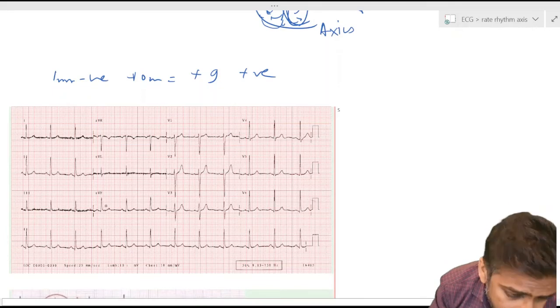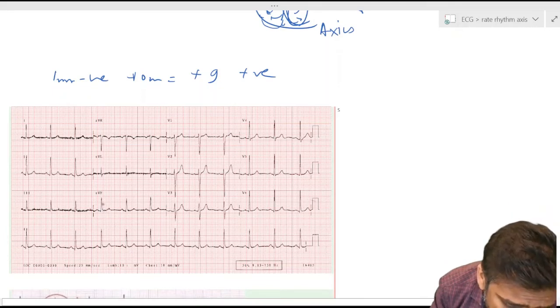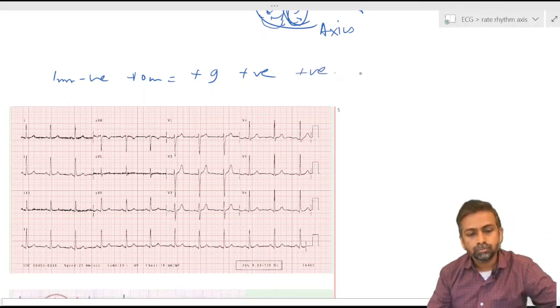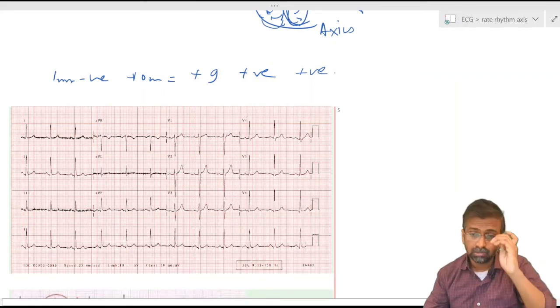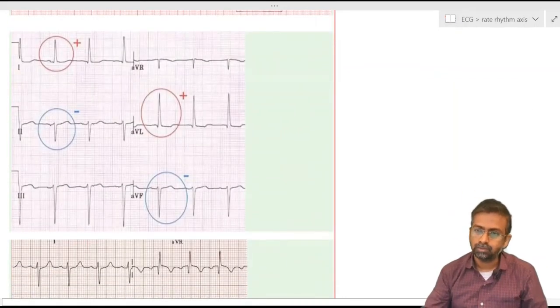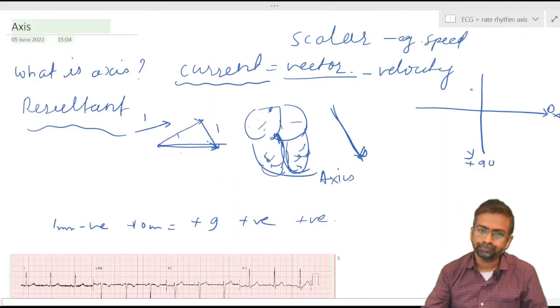Okay, and in AVF you see, what is the resultant deflection? It again looks positive. You need not measure it, but it is positive. Okay, so keeping this information in mind, we can calculate the axis of the heart roughly. Not very accurately, but roughly. I'll tell you how to do that.